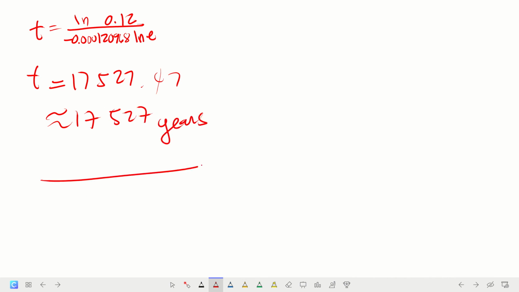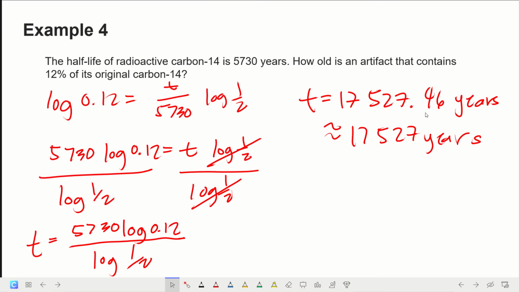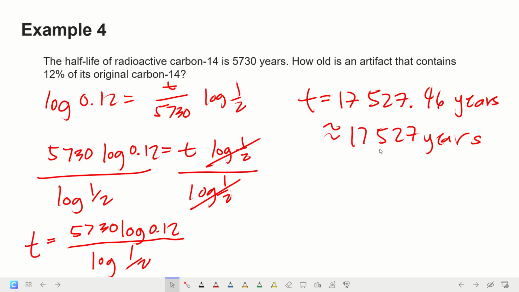So, as you can see, yung answer dito, which is 17,527 years, is just the same as our answer dun sa yung isang ginamit natin. So, you can use either of the two, i-state ko na lang siguro dun sa activity, sa problem ninyo, kung alin yung gagamitin ninyo para pare-pareho yung process na gagawin ninyo.